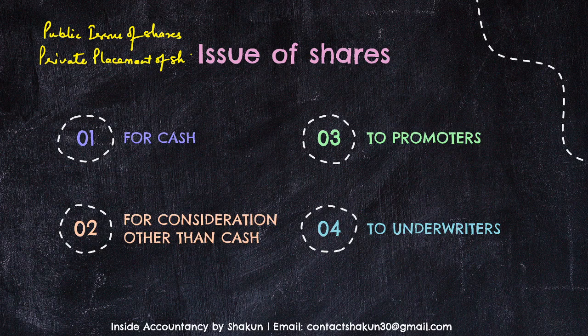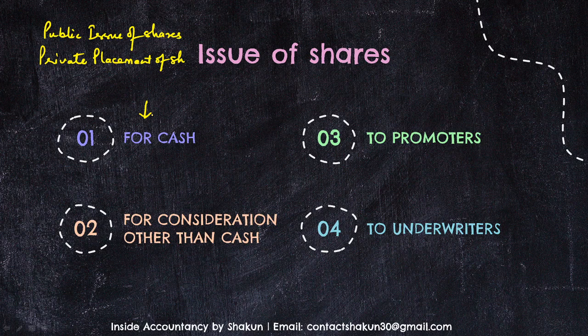So shares can be issued for cash, for consideration other than cash, and can be issued to promoters and to underwriters. We will be talking about all these four perspectives in detail, but today in this video we will be concentrating on issue of shares for cash. Now, issue of shares for cash, as I already told you, means that the shares are issued by the company.